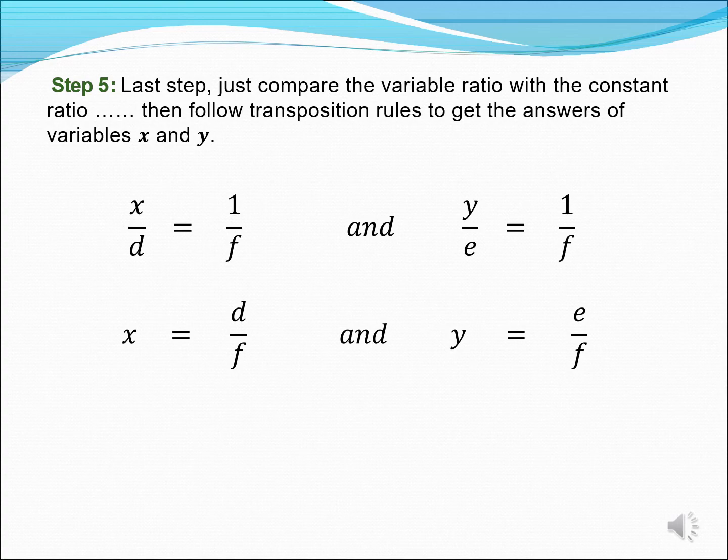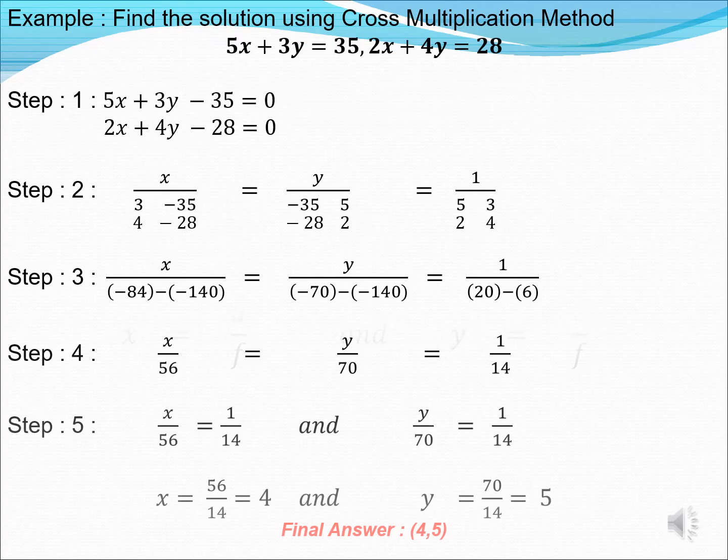Now, to recall the steps, let's have one example for this. Let's try to find the solution of it using the cross multiplication method. The two equations given are 5x plus 3y equals 35 and 2x plus 4y equals 28.